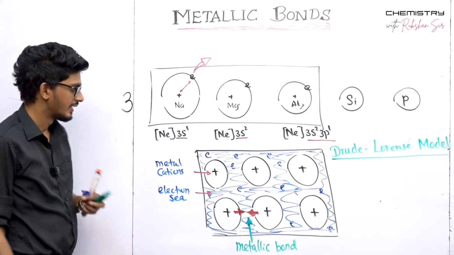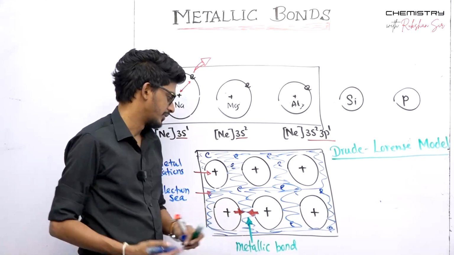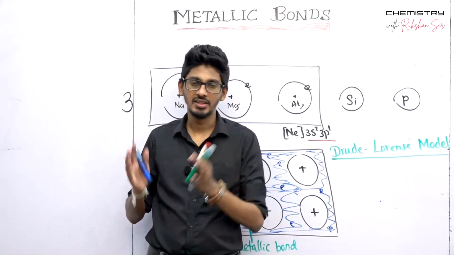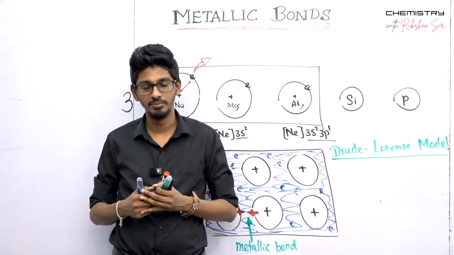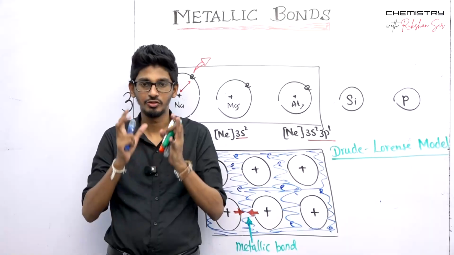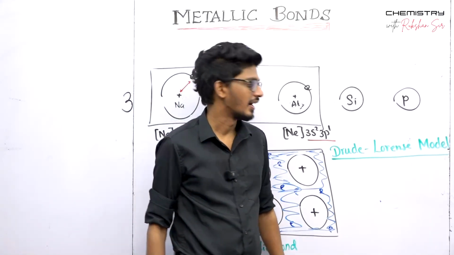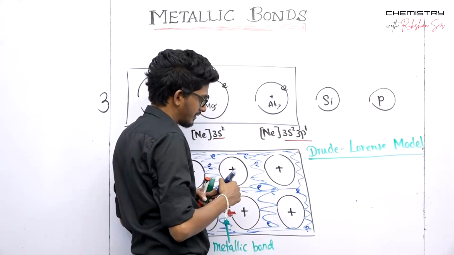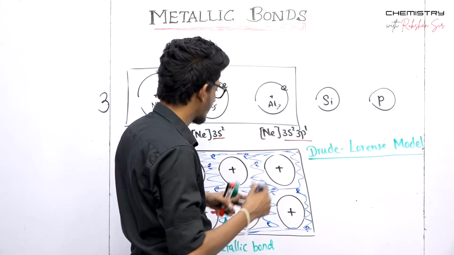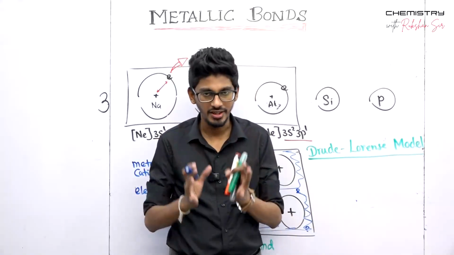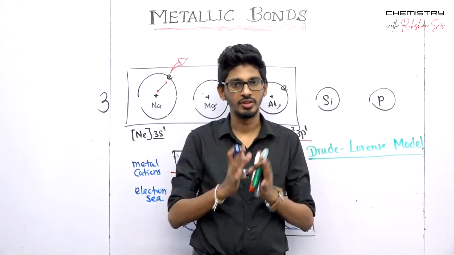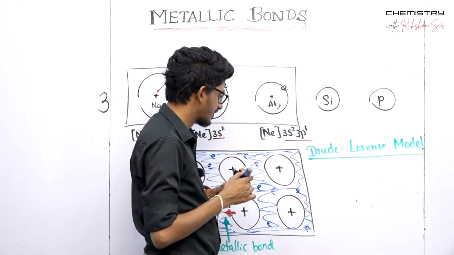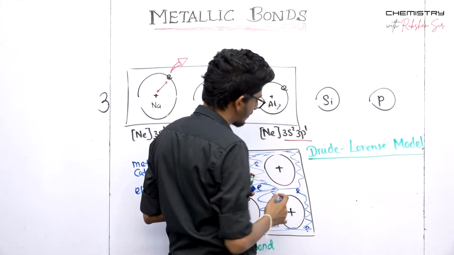This is how the metallic bonding is formed, right? Okay, let's discuss the factors affecting the strength of this metallic bond. There are three factors which will affect the strength of the metallic bond. The first thing is the charge of the cation.